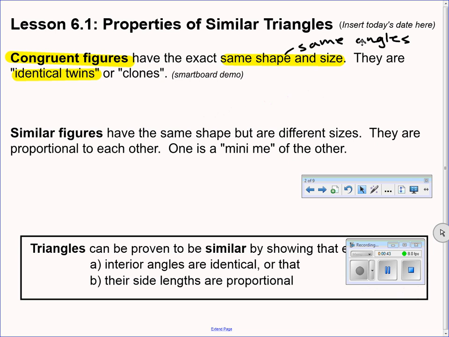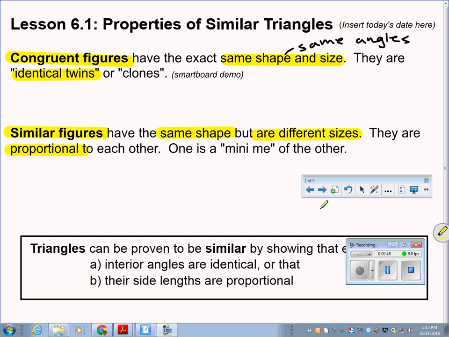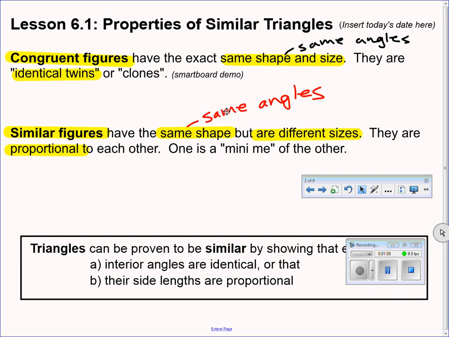Now, when you talk about similar figures, here's what you need to know. We say that they have the same shape, but the key concept is that they have different sizes. But what you need to remember is that even though they have the same shape and they're different sizes, they still share the same angles.